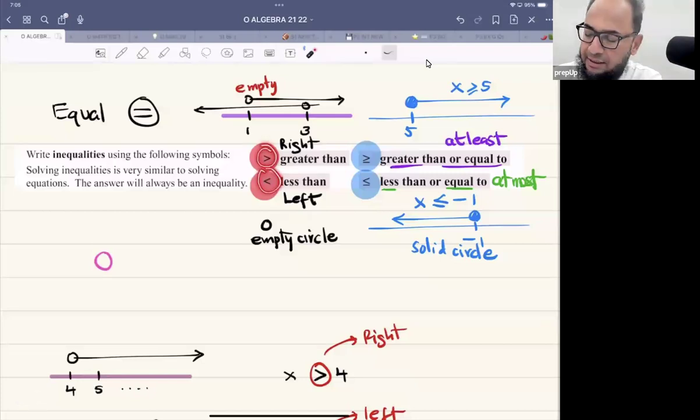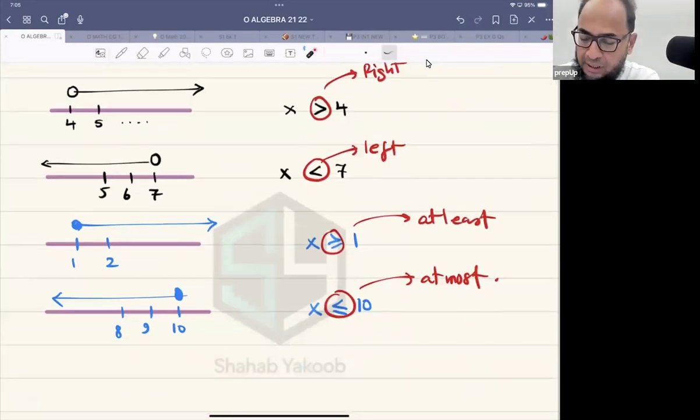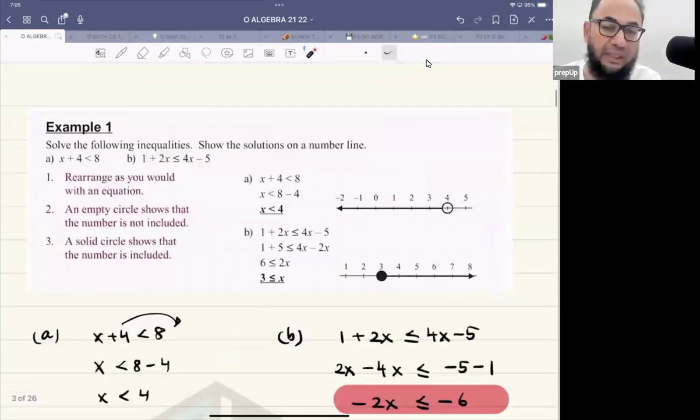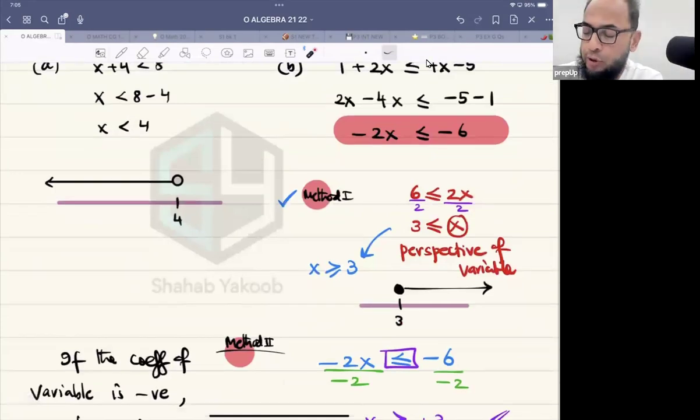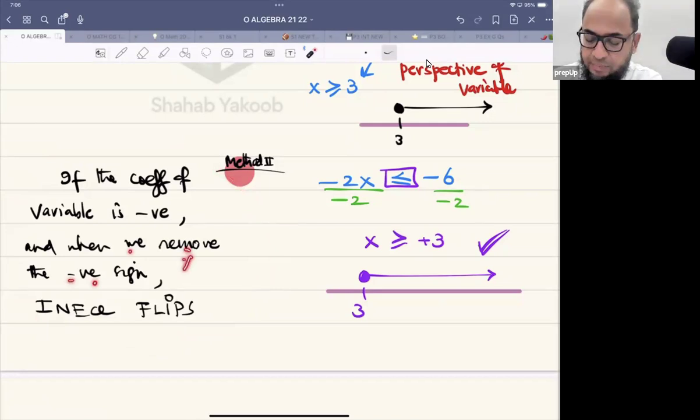This is greater, lesser, greater than or equal, lesser than or equal. We have shown inequality on the number line. We solved simple problems related with inequalities. One of the things was, if the coefficient of x is negative, what do we do? We divide both sides by -2 in order to make x the subject and the inequality flips. If the coefficient of the variable is negative and when we remove the negative sign either by multiplication or by division, inequality flips. So let me highlight this thing.